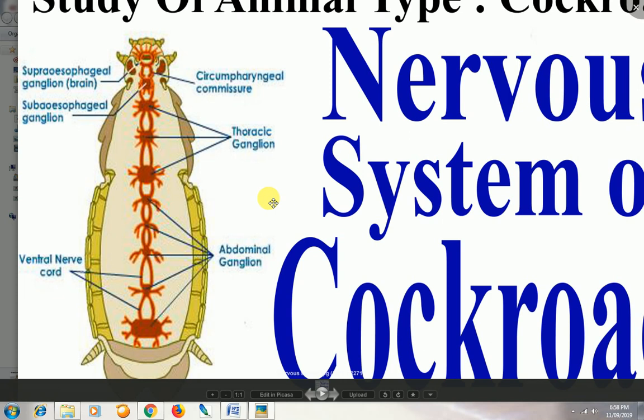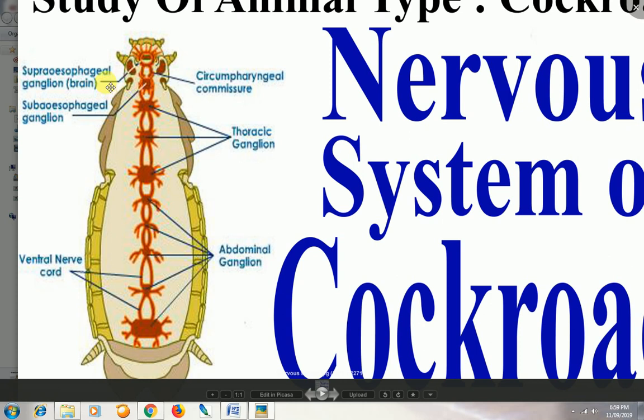So the central nervous system of a cockroach is divided into mainly three parts, such as supra-oesophageal ganglion, sub-oesophageal ganglion and circum-oesophageal ganglion. If you want to know their location, it's very easy. Supra-oesophageal ganglion is located above the oesophagus. Sub-oesophageal ganglion is located below the oesophagus. And circum-oesophageal ganglion is located at the center of the ganglia. You can also call it pharyngeal commissure.